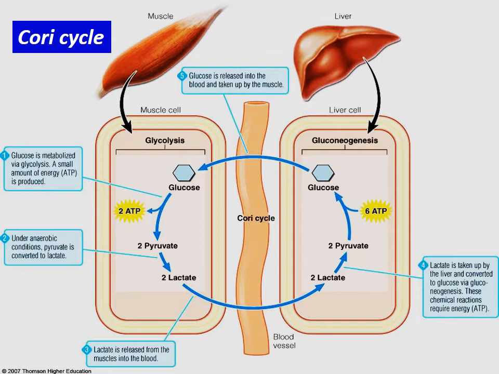Cori cycle. Glucose is metabolized via glycolysis in the muscle. A small amount of ATP is produced. Under anaerobic conditions, pyruvate is converted to lactate. This lactate is released from the muscles into the blood. Lactate is taken up by the liver and converted to glucose via gluconeogenesis. These chemical reactions require ATP. Glucose is then released into the blood and taken up by the muscles. The whole process is known as the Cori cycle.